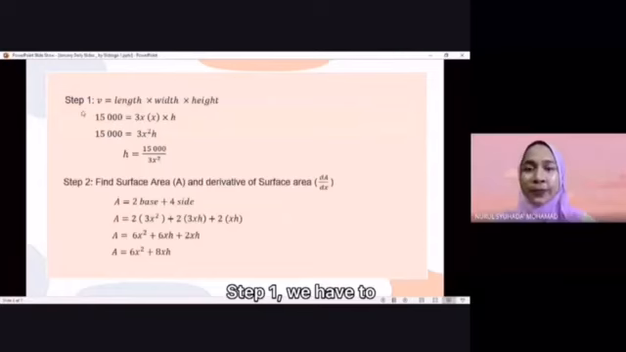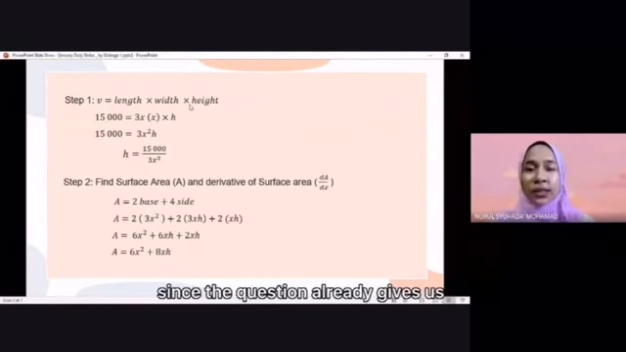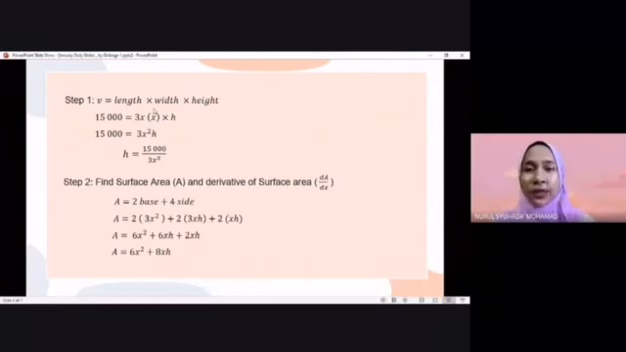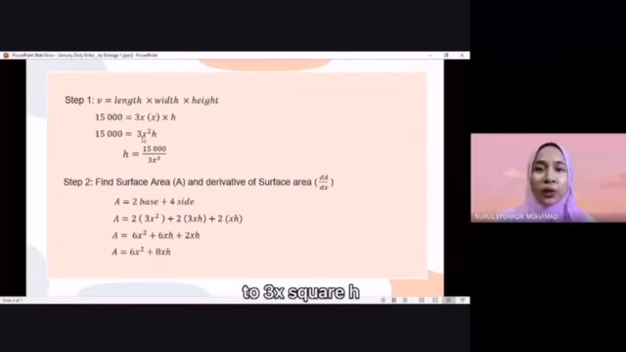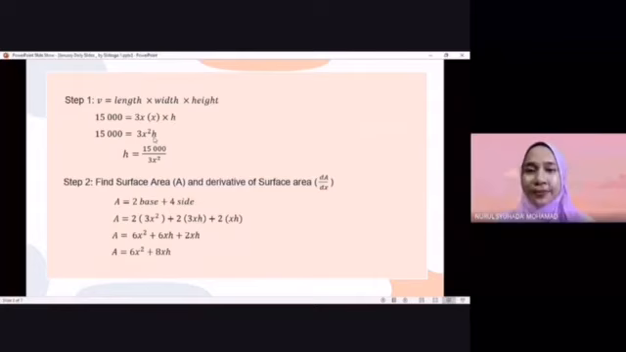Step 1, we have to find the volume of the box. So, volume V equal to length times width times height. Since the question already gives us the volume of the box, we just have to put the value into our equation. So, 15,000 equal to 3x for the length times x for the width times h for the height. Then we get 15,000 equal to 3x squared h.